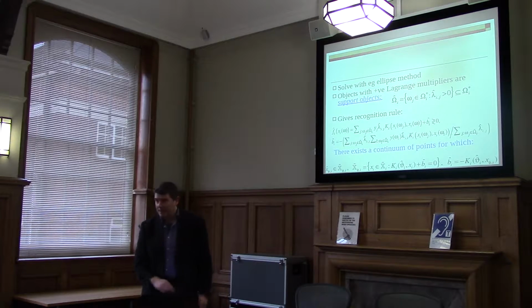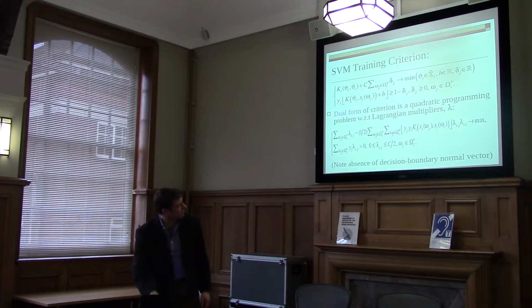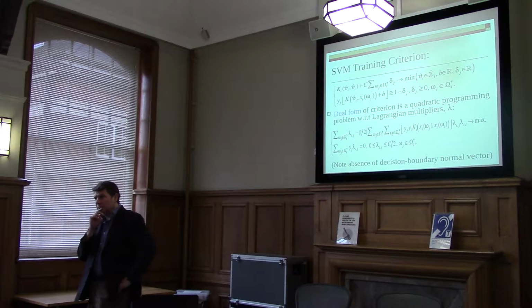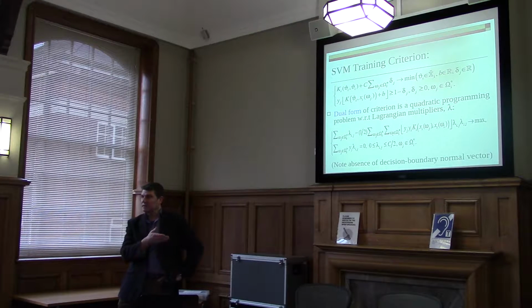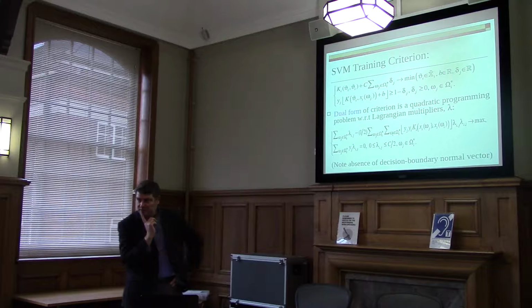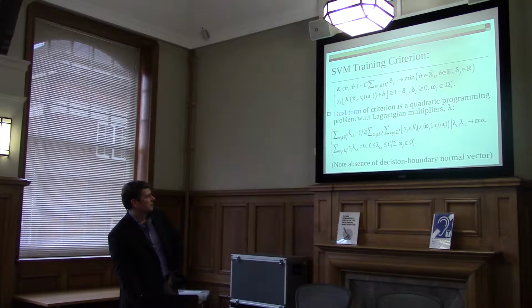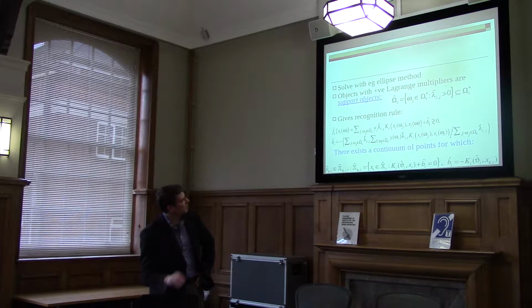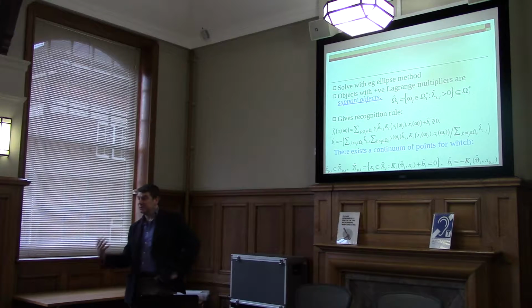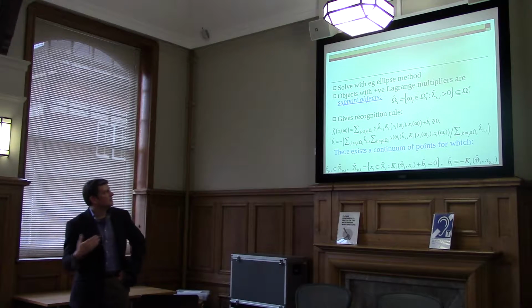Don't you need to assume that this optimization is convex? It is always convex. Why? Because we have, okay, I don't know exactly what it is, yj something, but yeah, it is convex. So yeah, it's always convex.